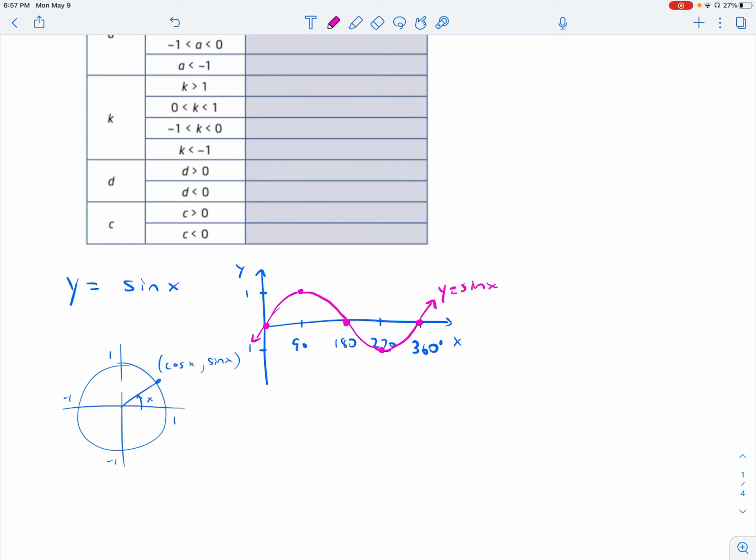I'm gonna label the ordered pairs: 0, 0; 90, 1; 180, 0; 270, negative 1; and that one right there, 360, 0. Those are 5 nice points that I can always depend on when graphing sine x.